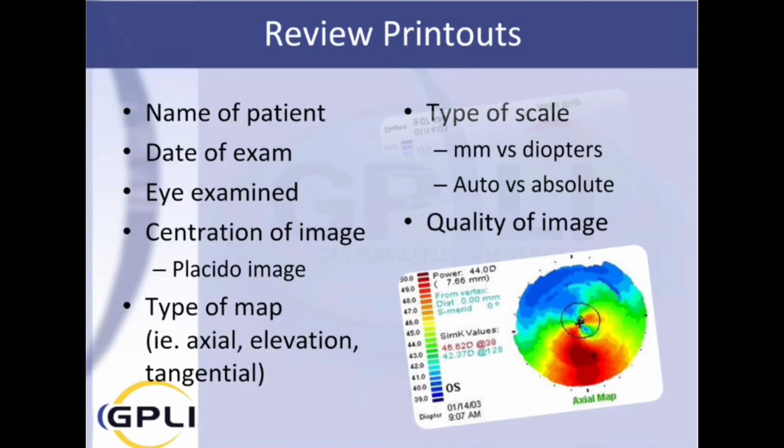It is also important to review the printouts once a topography has been done. Make sure that it is the correct patient, the date of exam, and the eye examined. The image should be centered, and you should understand the type of map that you're looking at. Make sure you know which scale is being used, millimeters versus diopters, auto scale versus absolute scale, and check for the quality of image acquired.